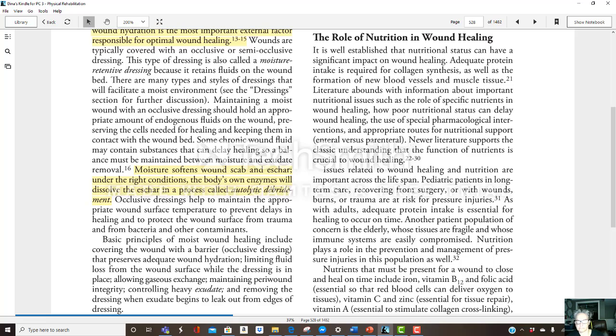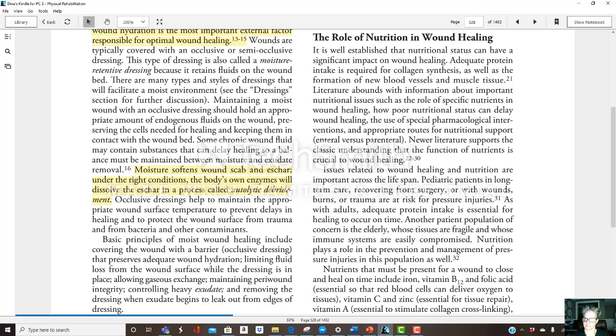Newer literature supports the classic understanding that the function of nutrients is crucial to wound healing. Issues related to wound healing and nutrition are important across the lifespan. Pediatric patients in long-term care, recovering from surgery, or with wounds, burns, or trauma are at risk for pressure injuries. As with adults, adequate protein intake is essential for healing to occur on time. Another patient population of concern is the elderly, whose tissues are fragile and whose immune systems are easily compromised. Nutrition plays a role in the prevention and management of pressure injuries in this population as well.